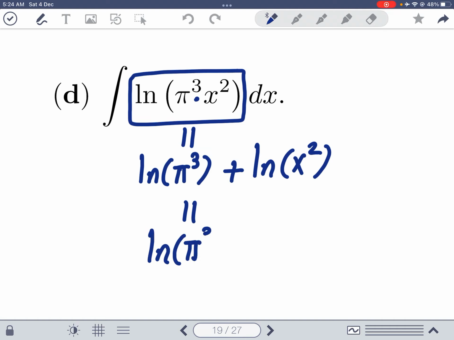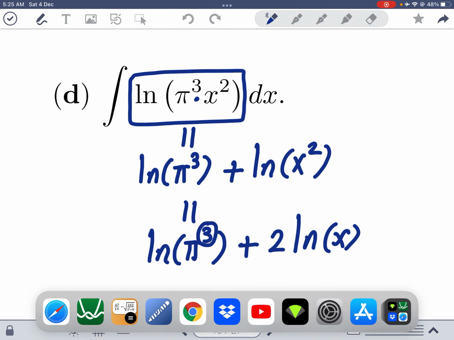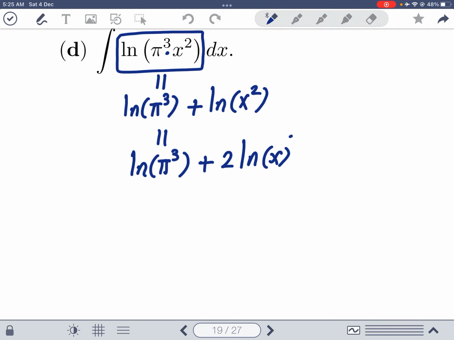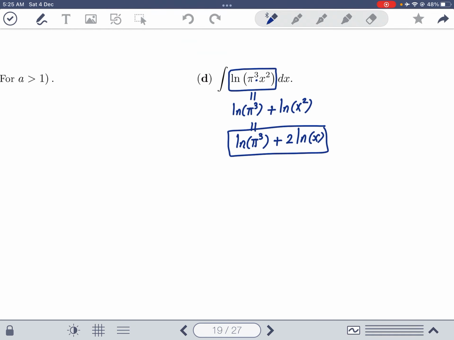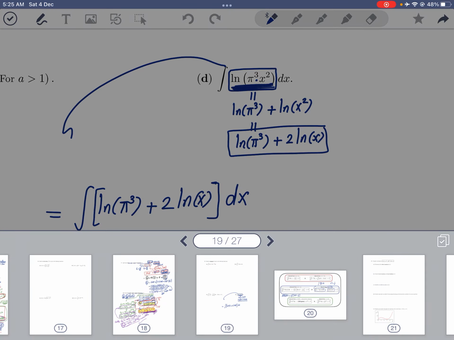It's just a number. This is a constant. Plus ln x squared is 2 ln x. Whenever you have something that contains x, simplify it. Even though you can bring the 3 down, it's not necessary to do it for pi. Just keep it like this, okay? Because it's a constant. And now, therefore, our integral becomes the integral of ln of pi cube plus 2 ln x dx. See, you just simplified the inside and made it like this.